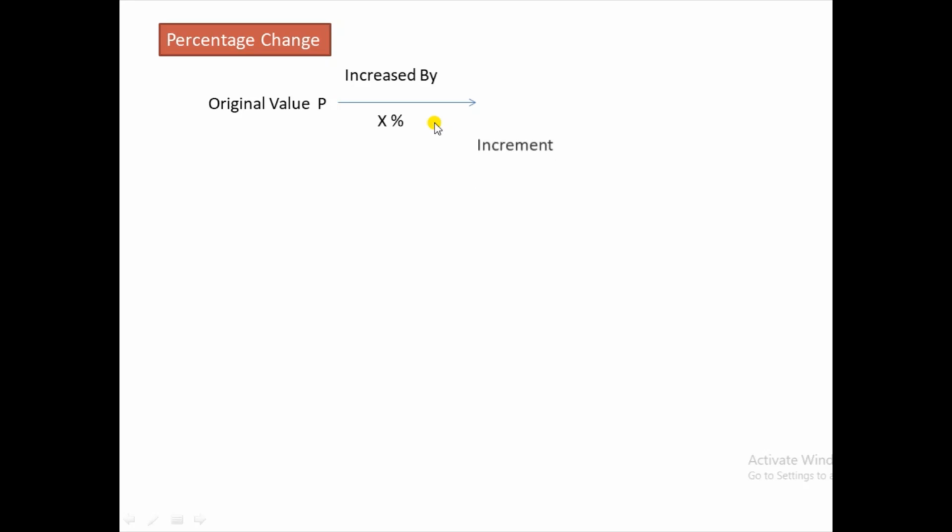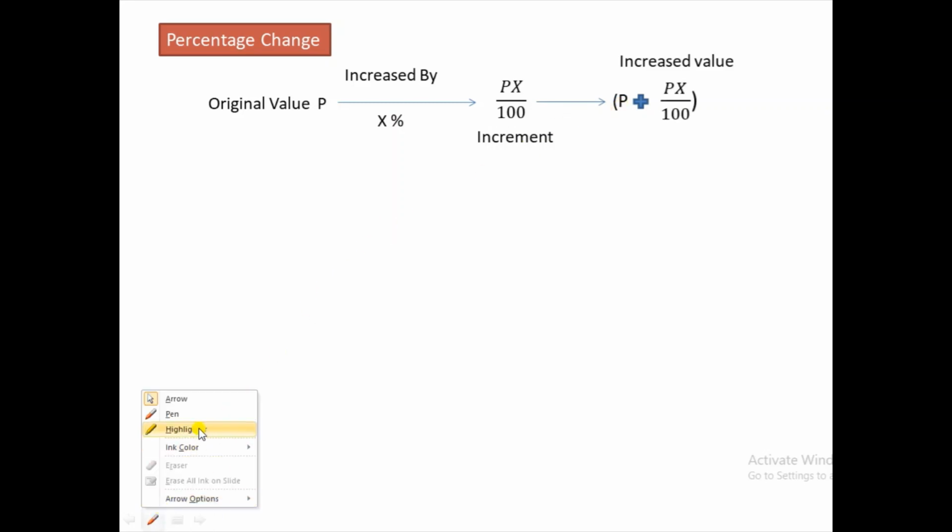Okay, so one more application we will see, or one more type of problem, that is percentage change. Okay, so let's take, suppose there is an original value P, and that original value P is now increased by X%. So value P has increased by X%. So this increment is going to be Px by 100. Keep it in mind, I am talking only about the increment and not the increased value.